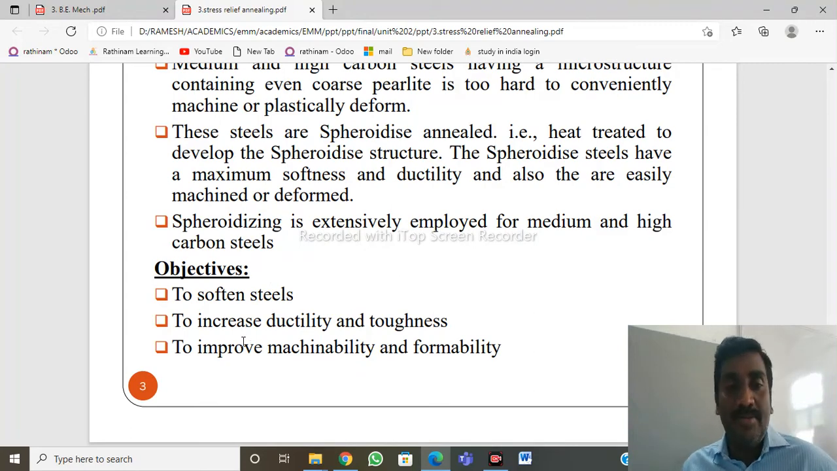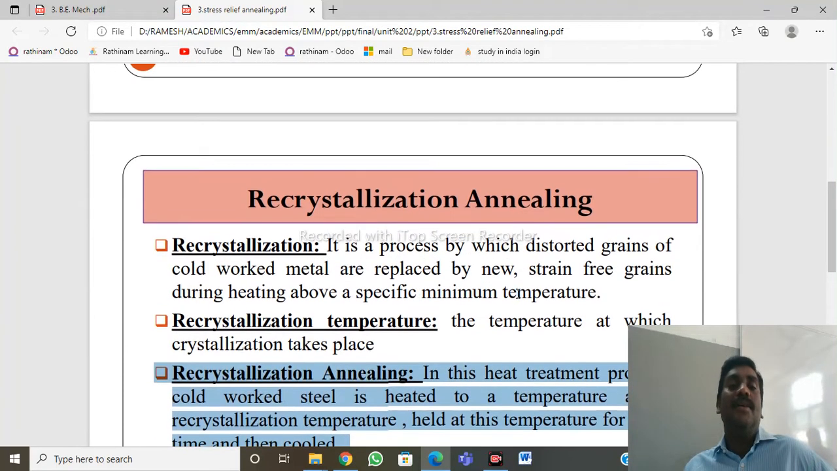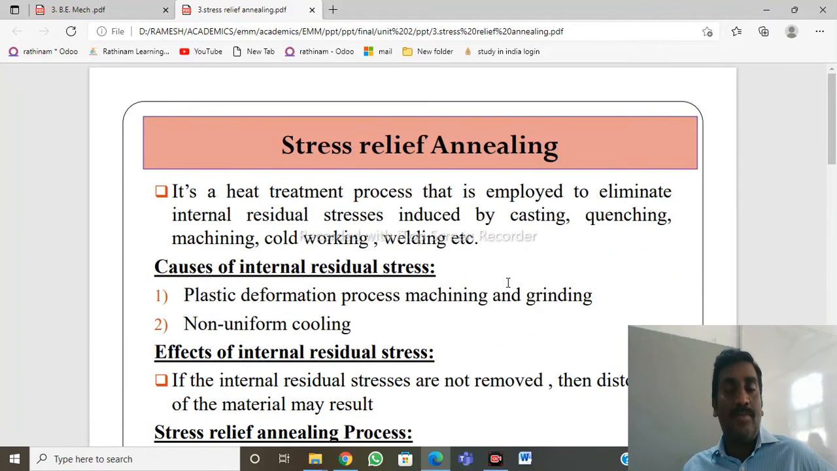What are the objectives? To soften the steels, to increase the ductility and toughness, and to improve the machinability and formability. So by using these three processes, as well as the two processes we discussed in the last class, a total of five processes have been completed for annealing.